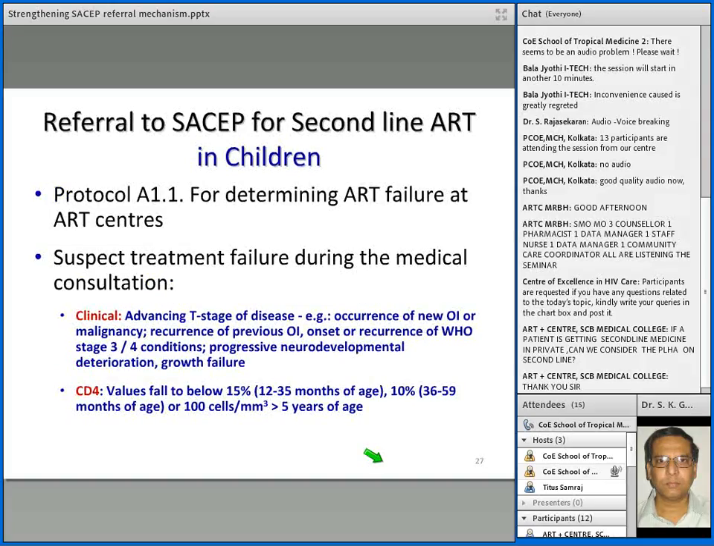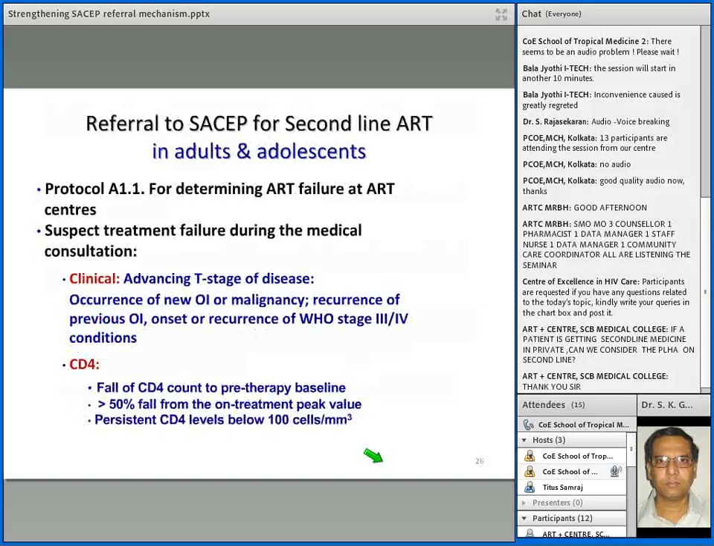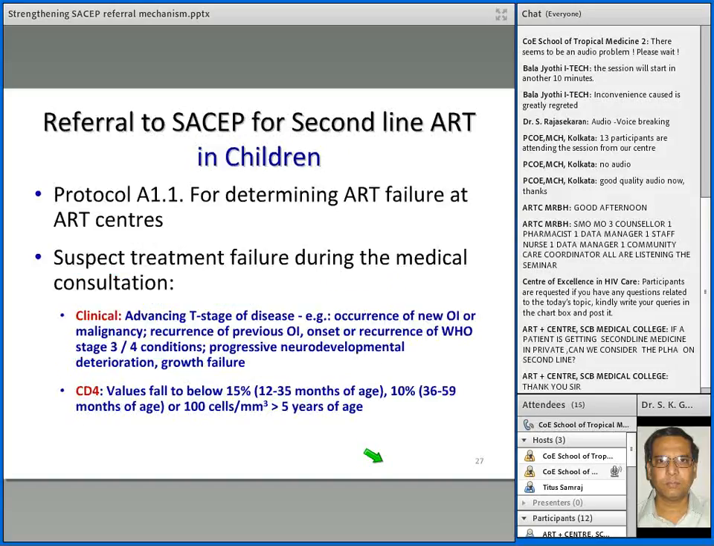Now, suspect treatment failure during medical conditions. In case of what I have talked about, that was in the first slide. Now I am talking about the same thing in children. It's essentially the same. Clinically, by advanced WHO staging, occurrence of a new opportunistic infection or malignancy, recurrence of previous ones, onset or recurrence of WHO stage 3 or 4 conditions, and importantly, progressive neurodevelopmental deterioration.